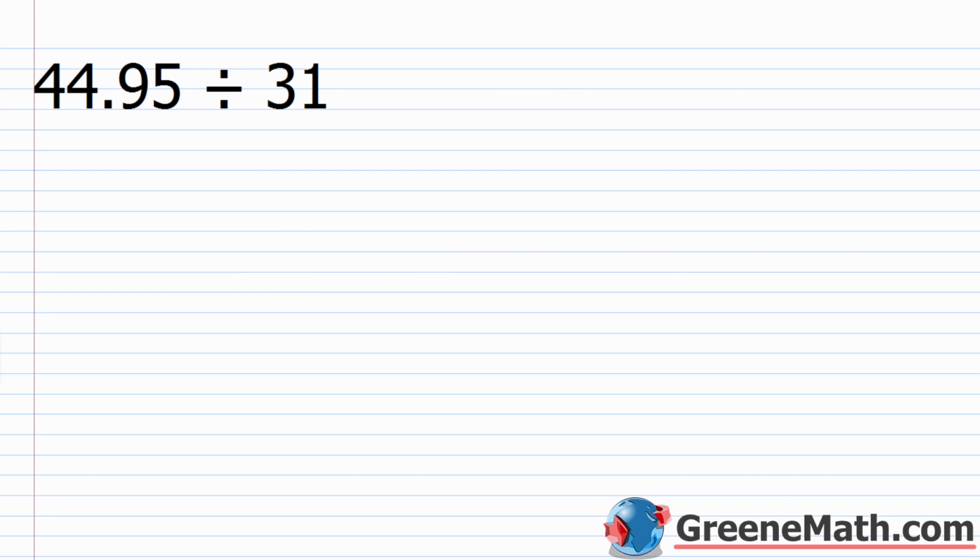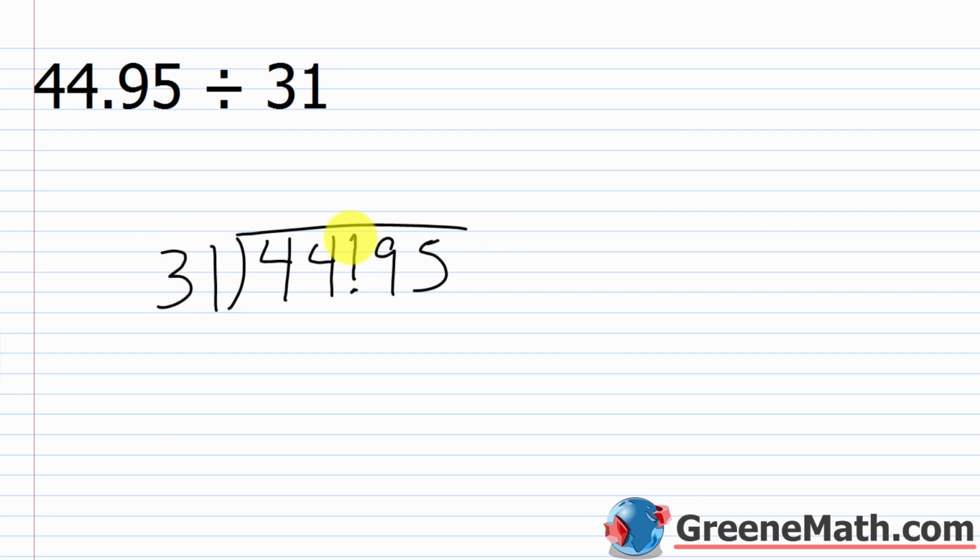Okay, for our next one, we have 44.95 divided by 31. So again, let's set this up. 44.95 divided by 31. Bring the decimal point up into the answer so you can forget about it, and now you just divide normally. So 31 will not go into 4, but it will go into 44. It'll go in once. 1 times 31 is 31. Subtract here and you would get 13, right?